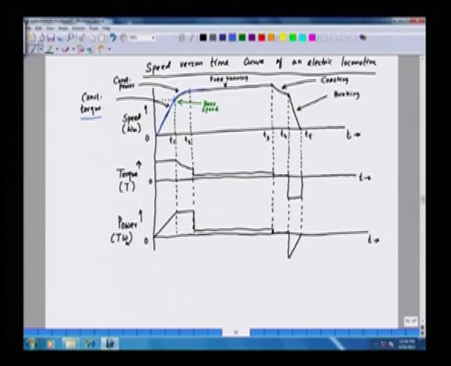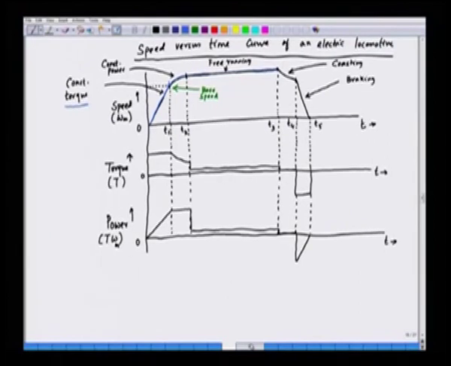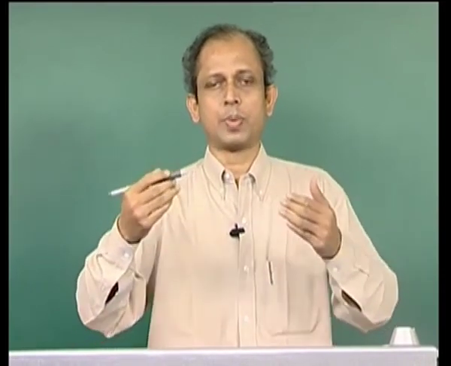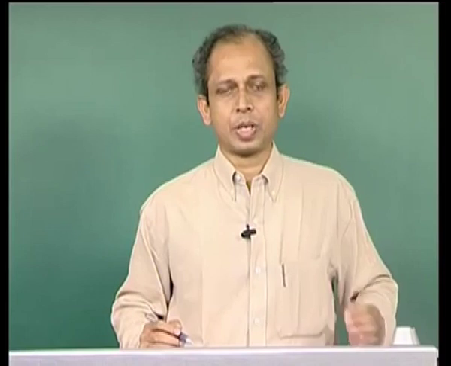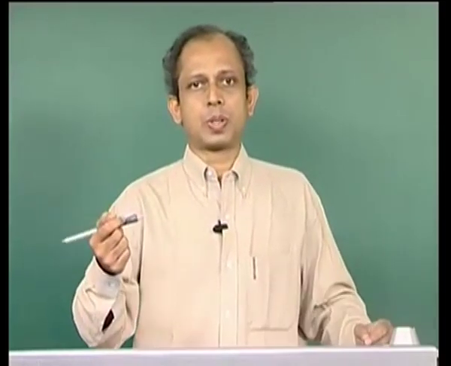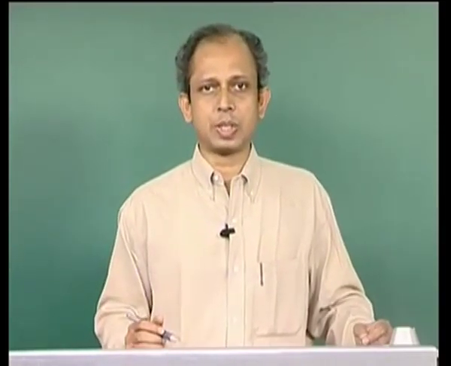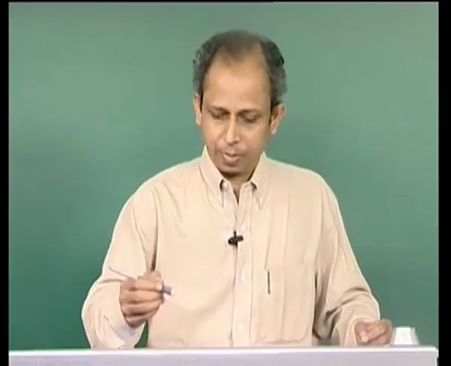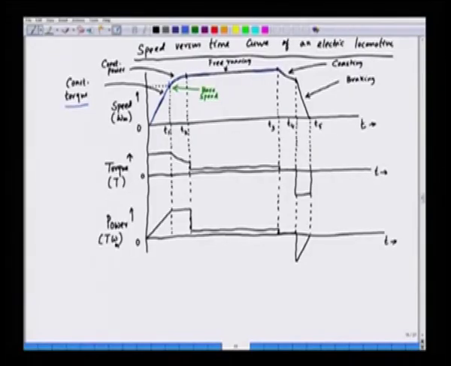And then we have a free running region, where the motor speed is constant and the vehicle speed is constant. The locomotive is running at constant speed. That is the free running period. And then before we stop, the power to the motor is switched off, and that is called the coasting region. The motor speed reduces.